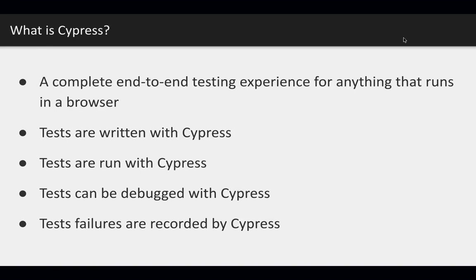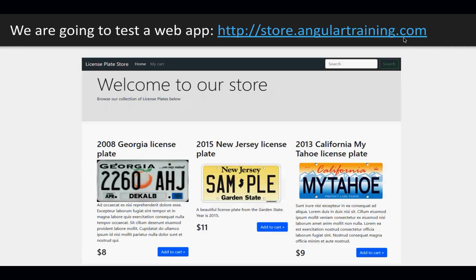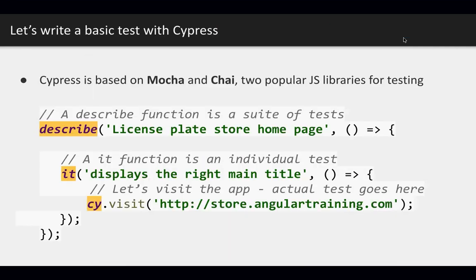Everything comes with Cypress. You write the test with Cypress, you run the test with Cypress, you get the reports with Cypress, you debug with Cypress. All of that is in one thing. The way it works, we're going to test our license plate store. You write tests in JavaScript. The tests are going to look like this for the most part.